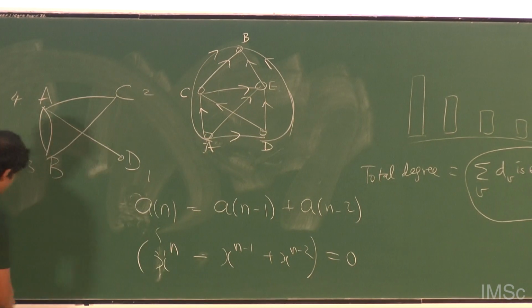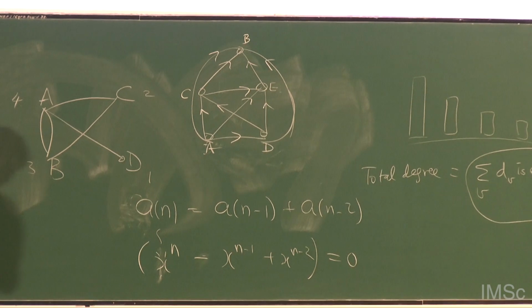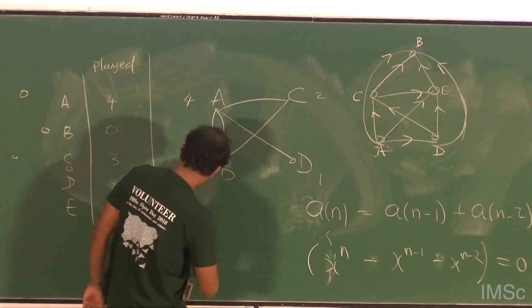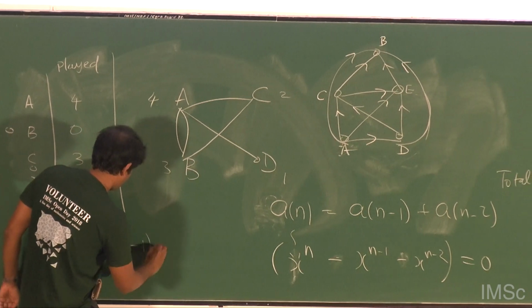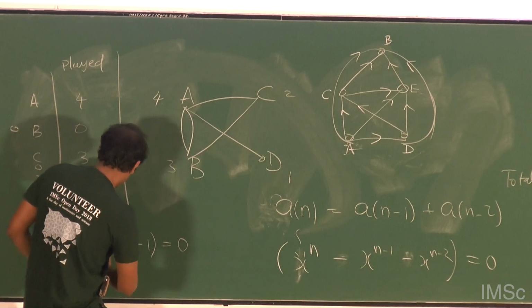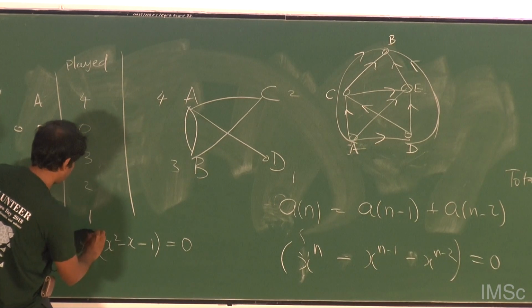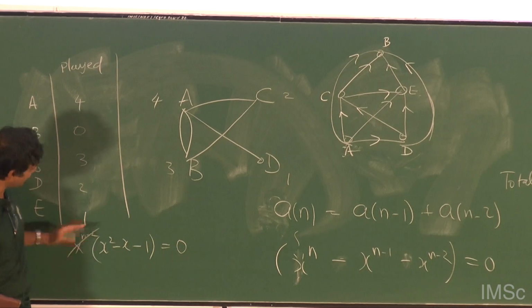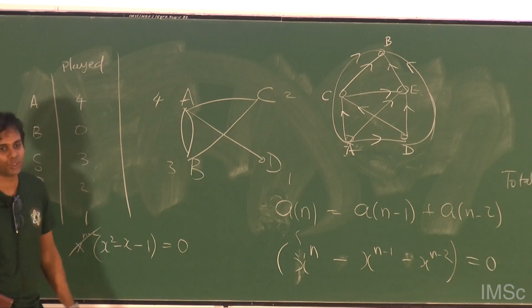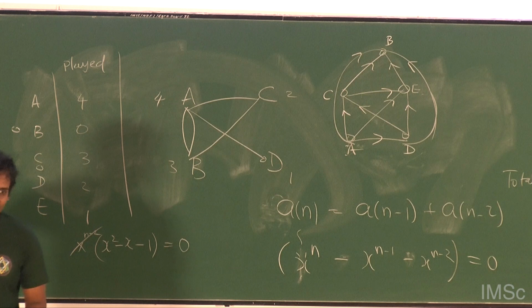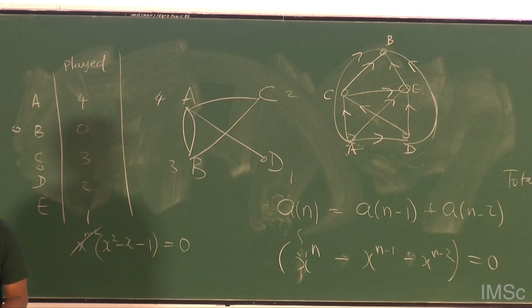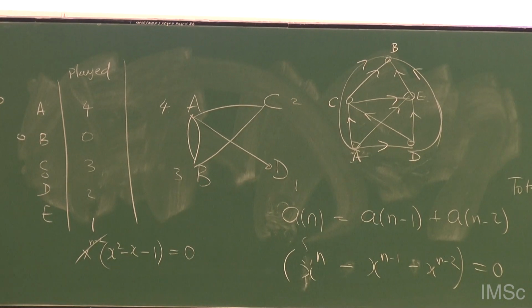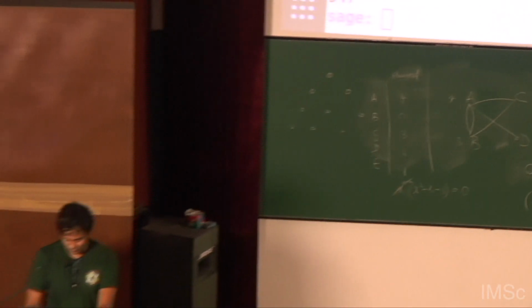So I can write this as x squared minus x minus 1 equals 0, and here I have x to the power n minus 2. But this I don't need to worry about, well, x equals 0, but this has two solutions, and that's root 5 plus 1 by 2 and root 5 minus 1 by 2. And those are the two numbers which appear for the Fibonacci sequence.